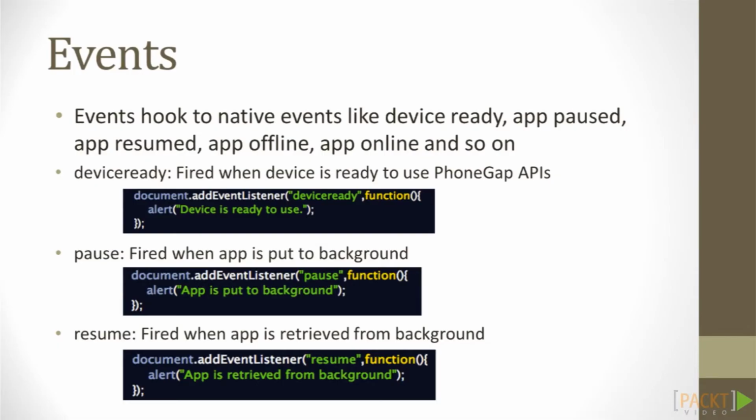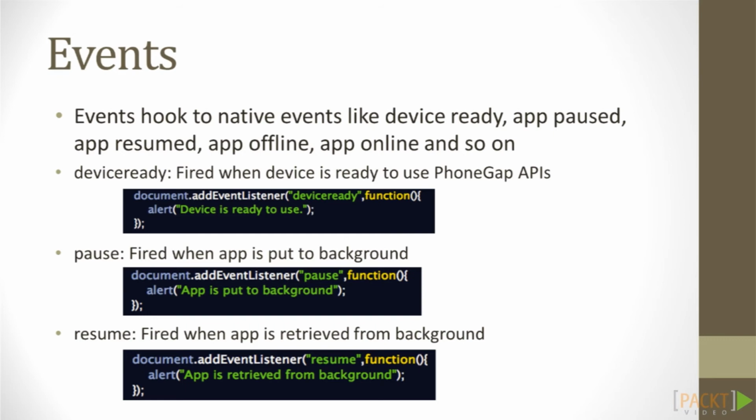Aside from the JavaScript methods, PhoneGap defined a series of events which hook to the native events such as device ready, app pause, app resume, offline, and online. It's important to use these events for app lifecycle management. The device ready event is fired when the device is ready to use the PhoneGap API. All the PhoneGap API calls should be called after the device is ready.